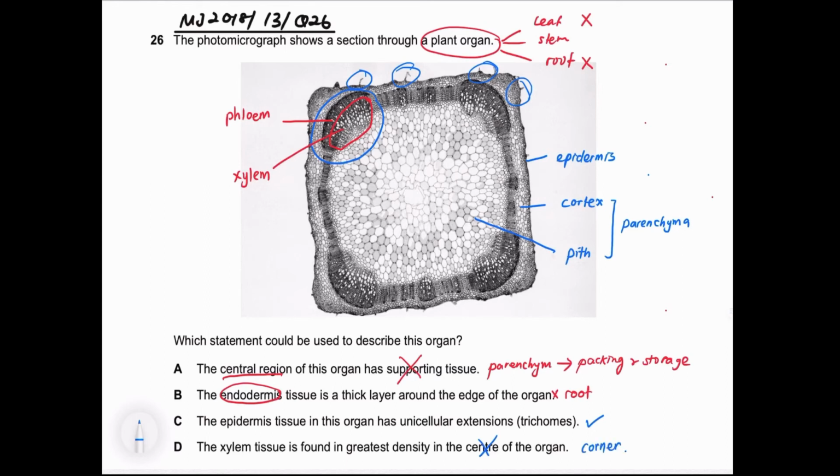So hopefully when you come across any other plant organ which is resembling a stem, you can identify the tissue and label them. So the answer for this question is C.